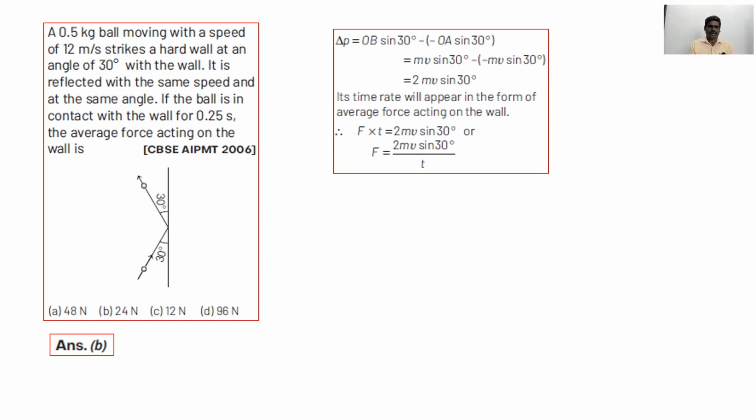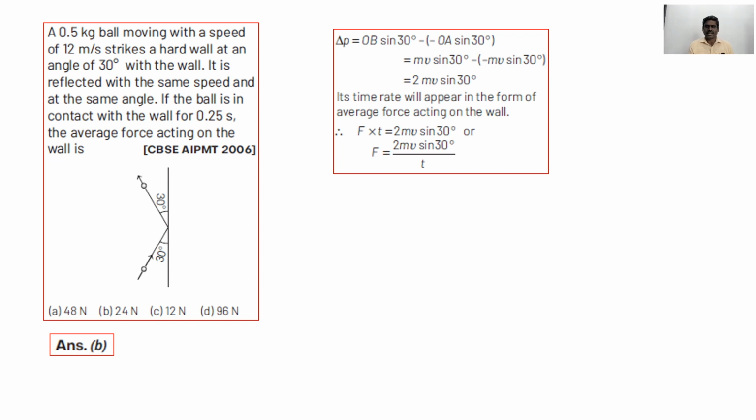OB sin 30 degree minus OA sin 30 degree. That is, only the sine component is present; the cos component is equal and opposite, getting cancelled. That is, mv cos 30 minus mv cos 30, equal and opposite, getting cancelled. And this mv sin 30 degree minus mv sin 30 degree, because both are acting in the same direction. Therefore, this is equal to 2mv sin 30. And F into T equal to 2mv sin 30.